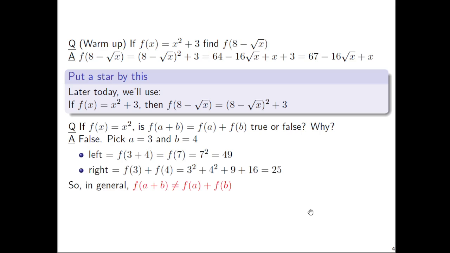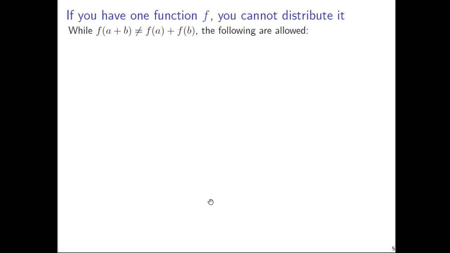On the right side, we have f of 3 plus f of 4, which is 3 squared plus 4 squared. Sorry, there should be an equal sign here. That'll equal 9 plus 16, which is equal to 25. So you have 49 versus 25. Those are not equal. So in general, f of a plus b is not the same as f of a plus f of b. It is not a thing. It is not allowable to take a function and just distribute it, in quotes. So if you have one function f, you cannot distribute it like this, right? So you cannot have f of a plus b equals f of a plus f of b.